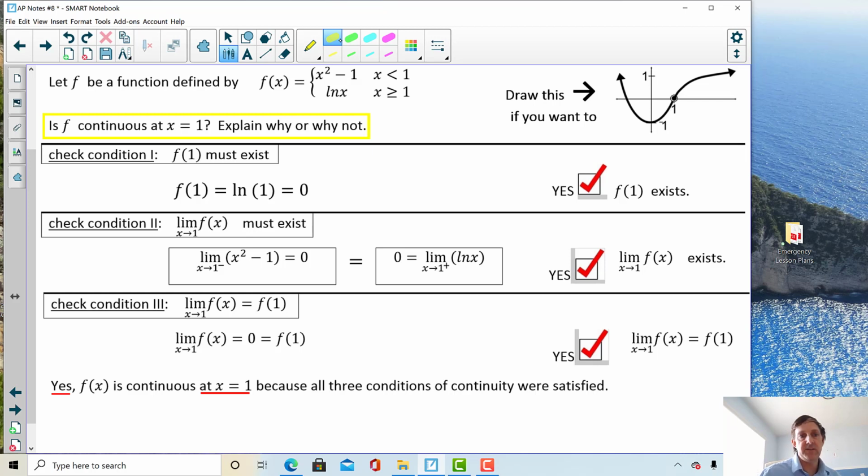Basically we're just saying if we got the same value. Condition 1, we got that f of 1 was 0. Condition 2, we got the limit as x goes to 1 of f of x is equal to 0. So now we want to check, are those the same values? Yes, they are. So we can say that the limit as x goes to 1 of f of x is equal to f of 1. So if we wanted to answer this question, we would say yes, f of x is continuous at x equals 1, and we could just say because all three conditions of continuity were satisfied.